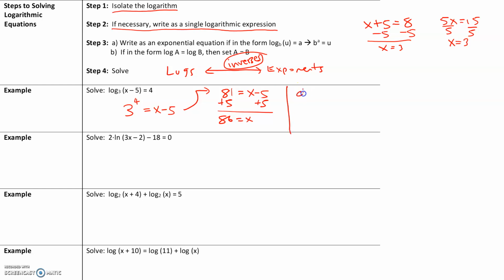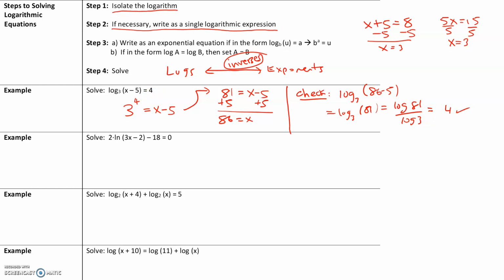I'm not going to do this every time, but we can check our answer if we wanted to. We take our 86, we plug it back in, so we have log base 3 of 86 minus 5. 86 minus 5 is 81, so we have log base 3 of 81. And log base 3 of 81, if we use the change of base formula, equals log of 81 divided by log of 3. If you put this in a calculator, you will get 4, which is what we should have gotten. So this is the correct solution.